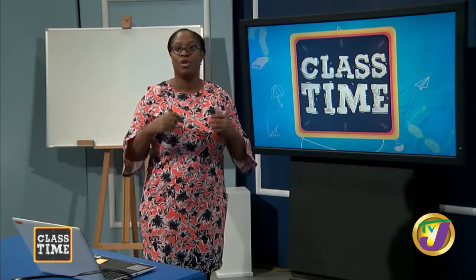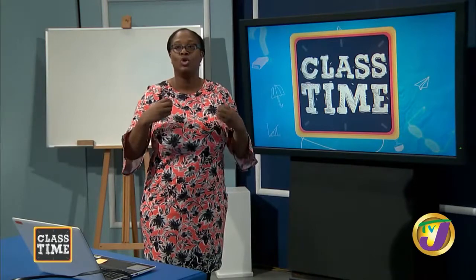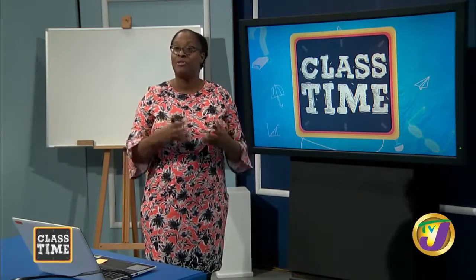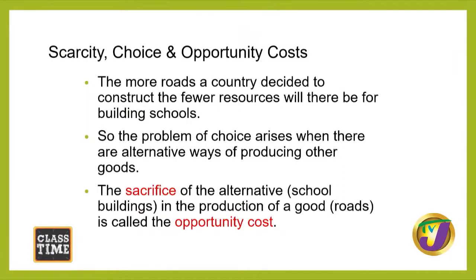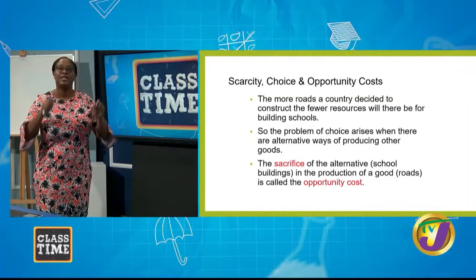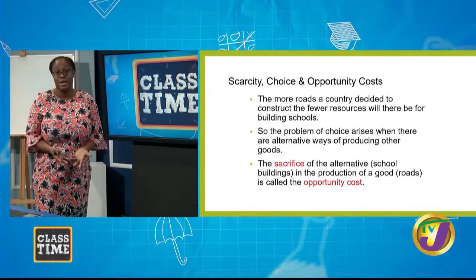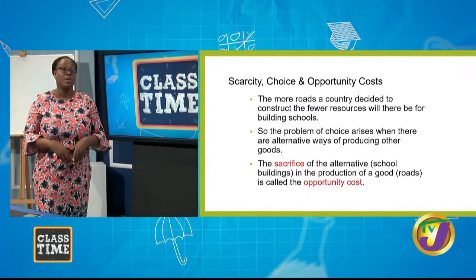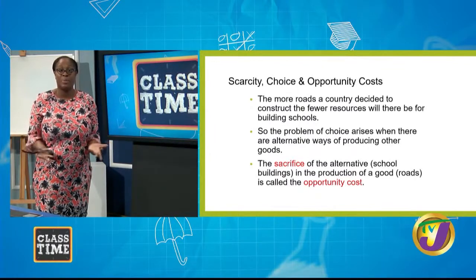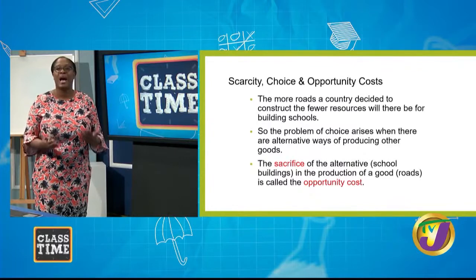So if you look in terms of a country, if a country decides to do more roads, then it will have to say there will be fewer resources left to do things like building schools. So if Jamaica, for example, decides that they are going to utilize resources to fix Marcus Garvey Drive, because it needs fixing, it means that they won't be able to give resources to, for example, the health ministry, to expand a wing at Spanish Town Hospital, so to speak. They will have to make a choice.